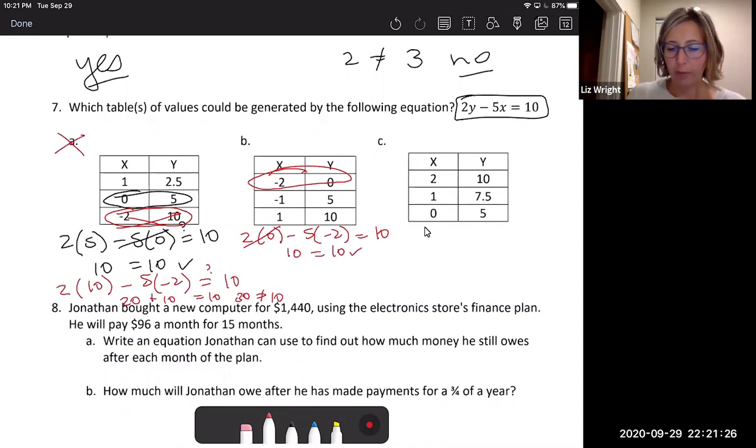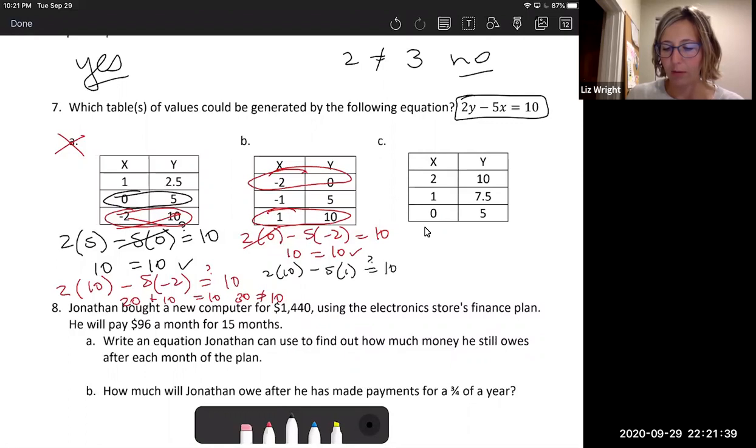Let's do, I'm going to try this one, 1, 10. So then I've got 2 times 10 minus 5 times 1. Does that equal 10? So here I've got 20 minus 5, which is going to be 15, which does not equal 10. So this table doesn't work either.